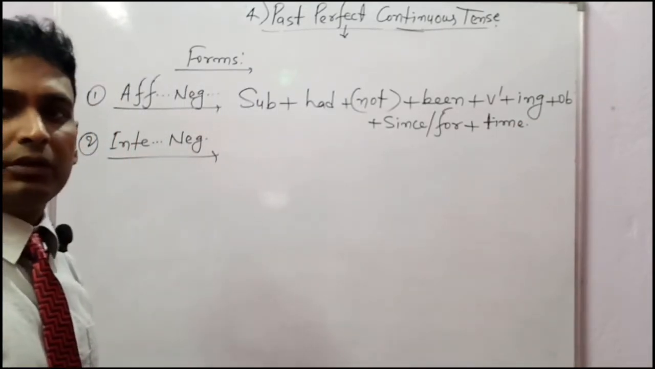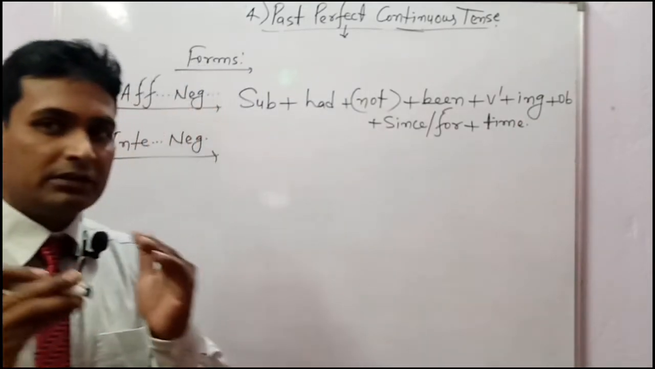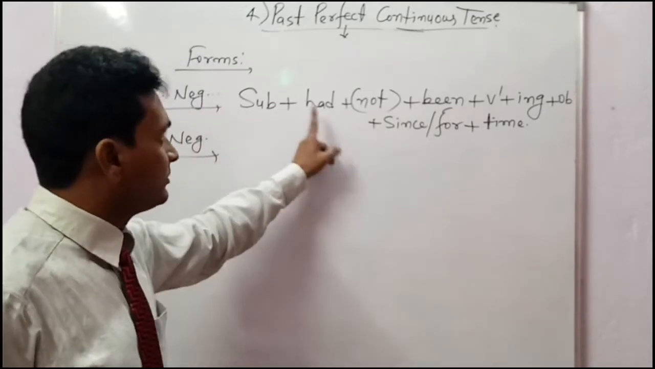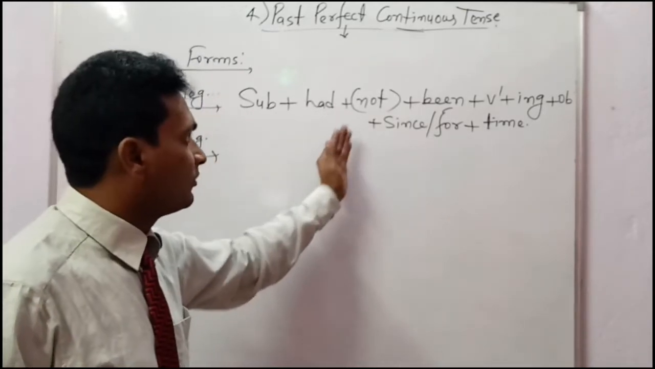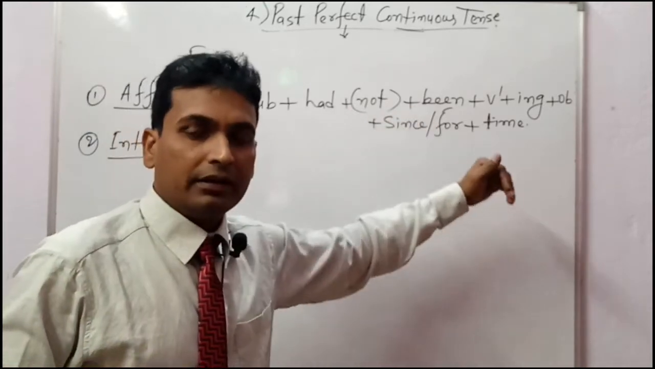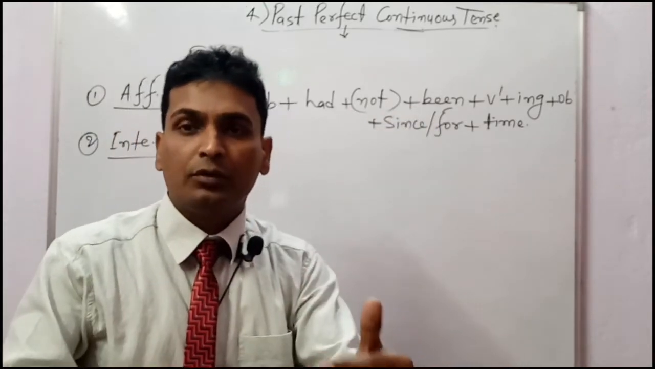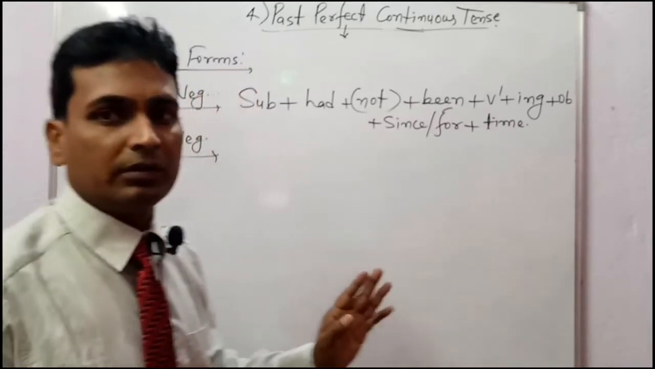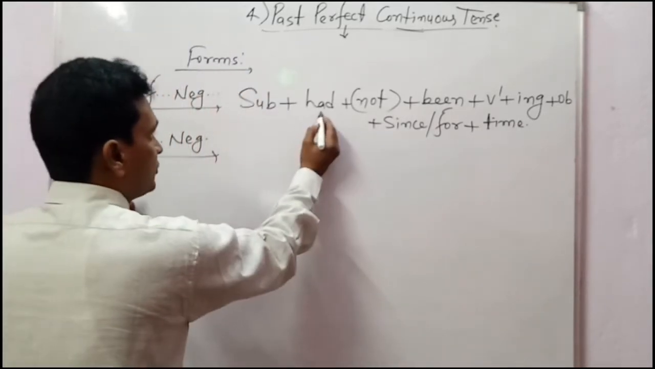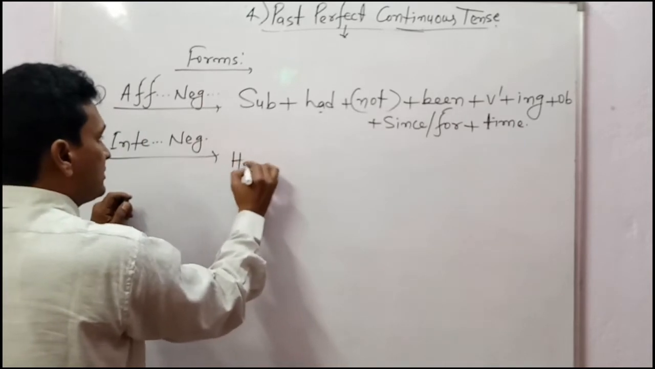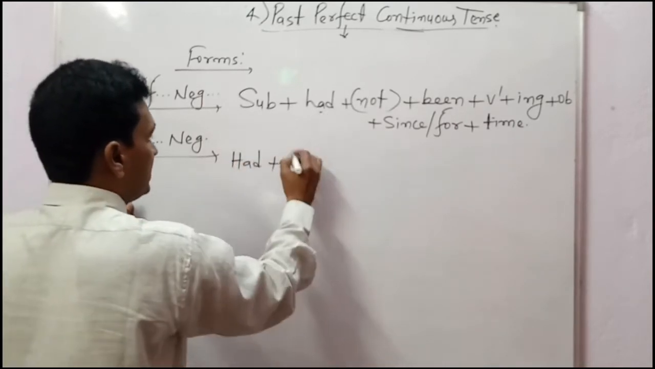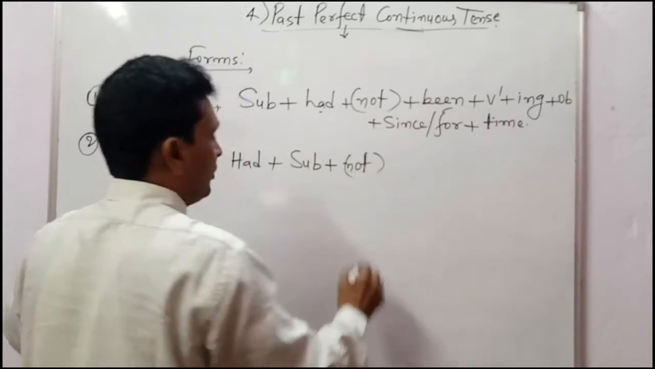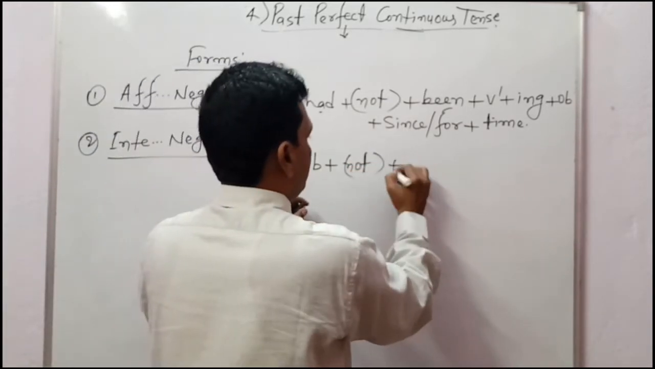Let's do its interrogative and negative. It's very easy. You have to put had at first, and then subject will take its place, and then from not to the end everything will remain the same, only you will have to add a question mark at the end of the formula, right? So let's do that. So had we have to write first, and then subject will take its place, and then from not everything will remain same.